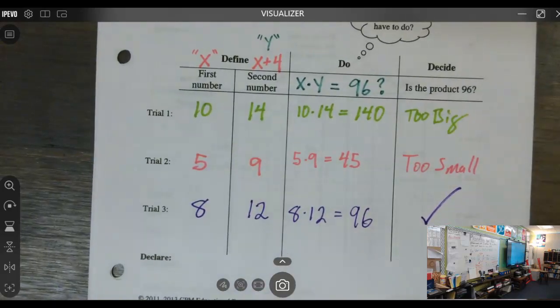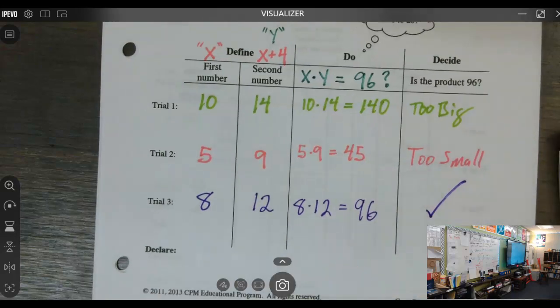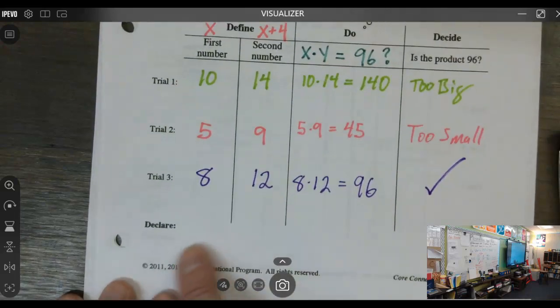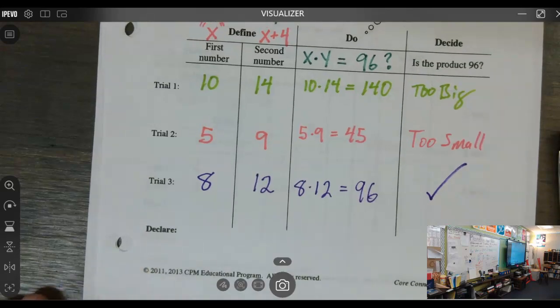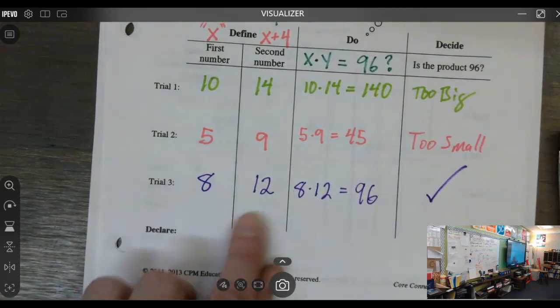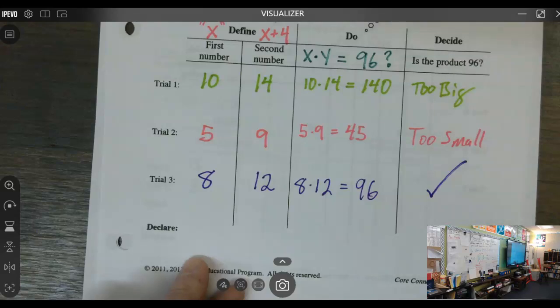Boom. And the declare is where you celebrate your answer. So what did we figure out? What are our mystery numbers? 8 and 12. So your declare could be 8 and 12 work.